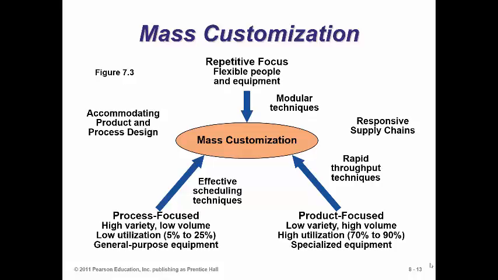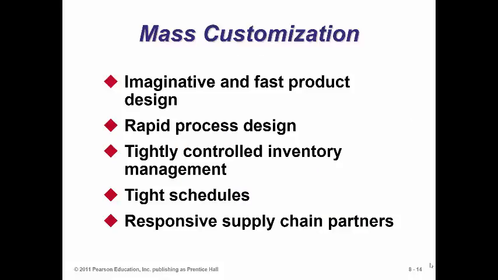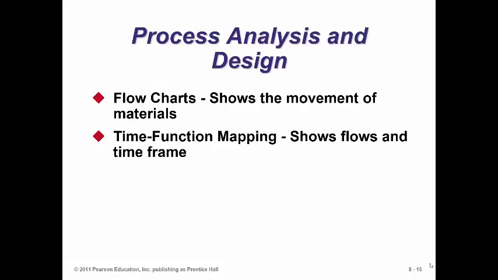But don't expect Frito-Lay to, if you want slightly salty chips or something like that, that's probably not going to happen. There's still going to be certain processes that are always going to be perfect for one. So imaginative, fast, rapid, tight schedules, responsive supply chain. Anyway, everything you would look for in an agile supply chain, lean inventories.